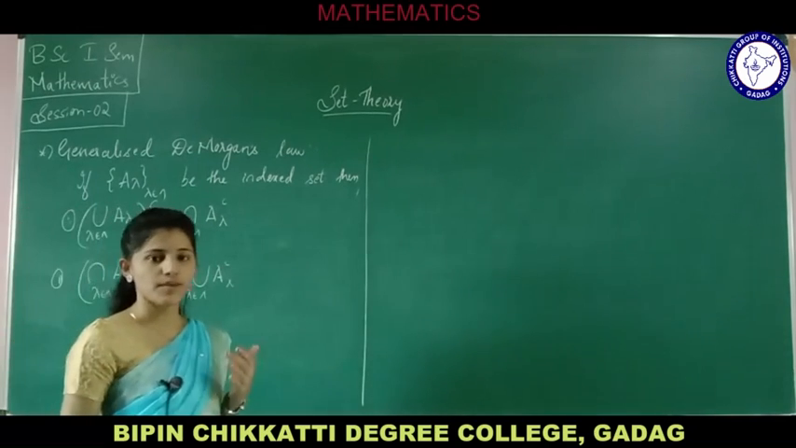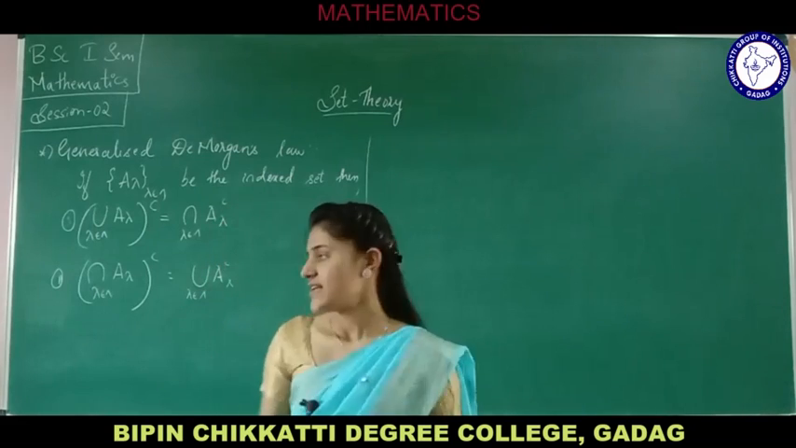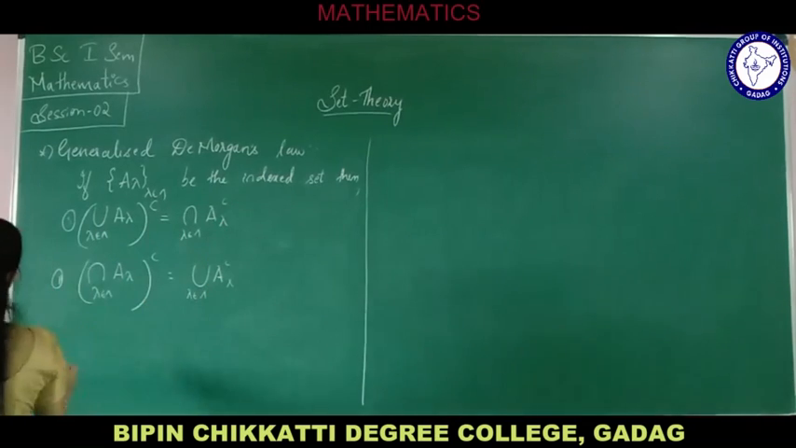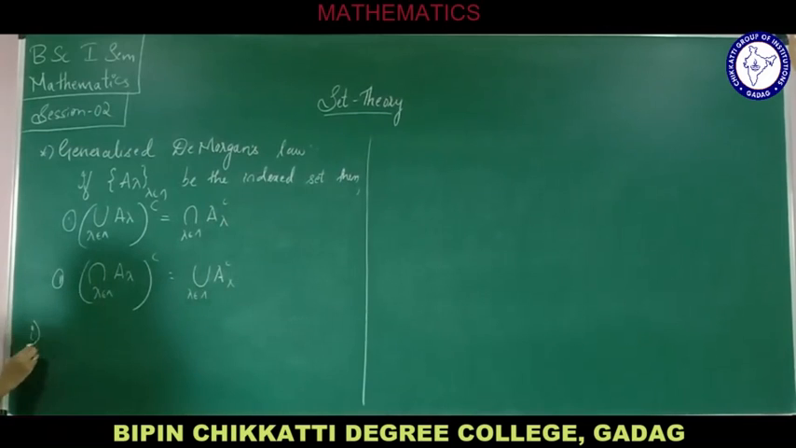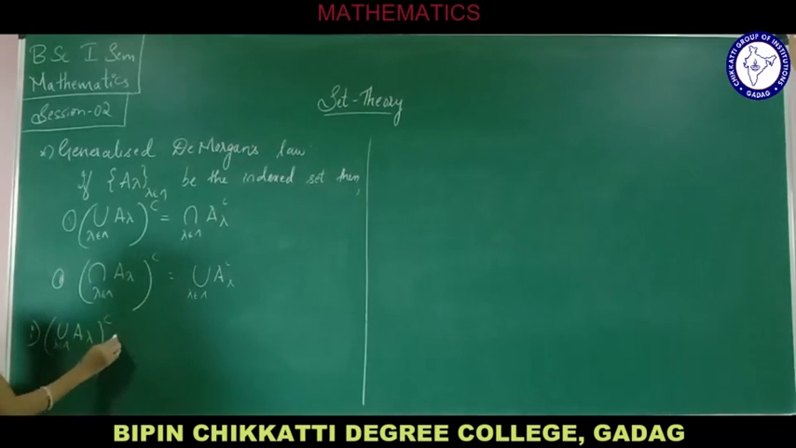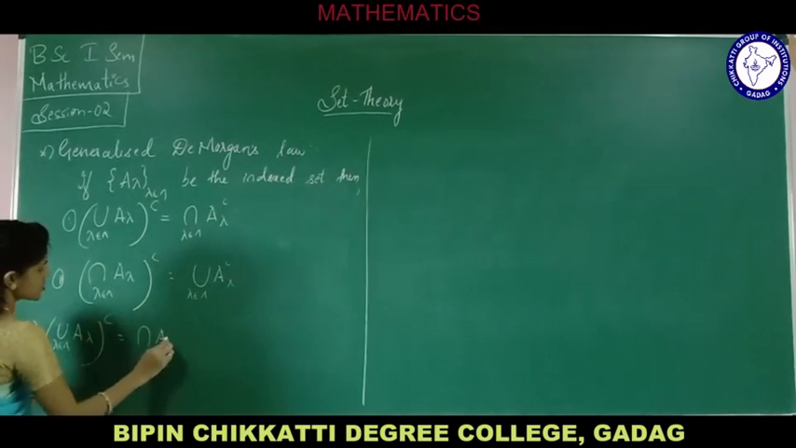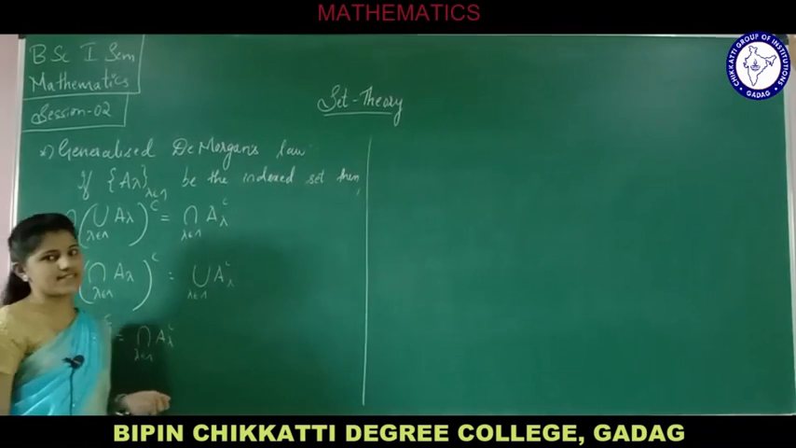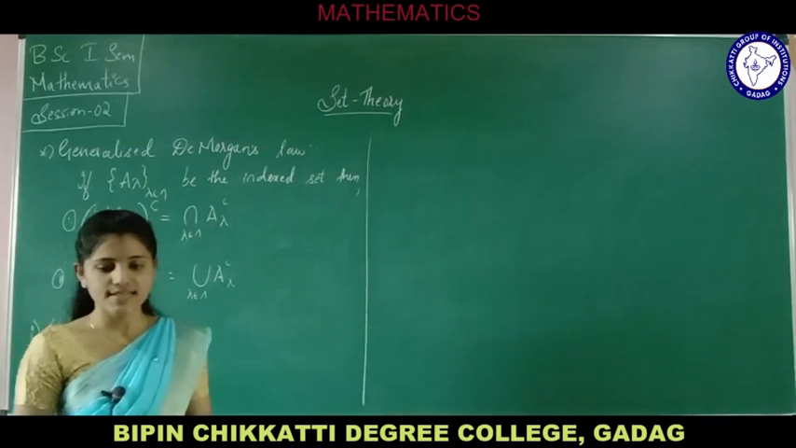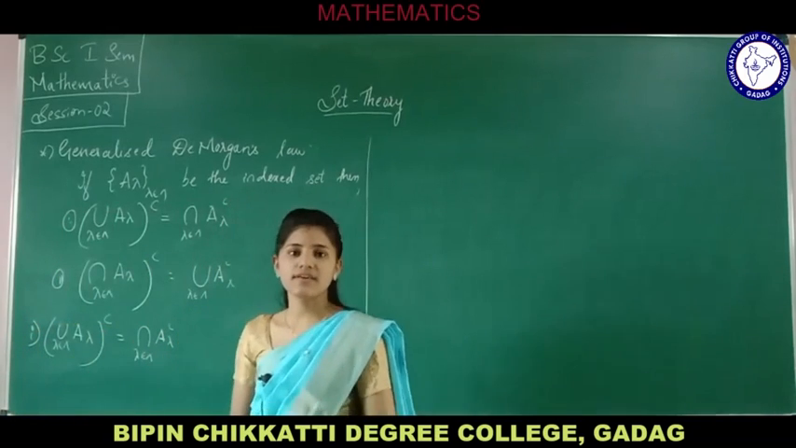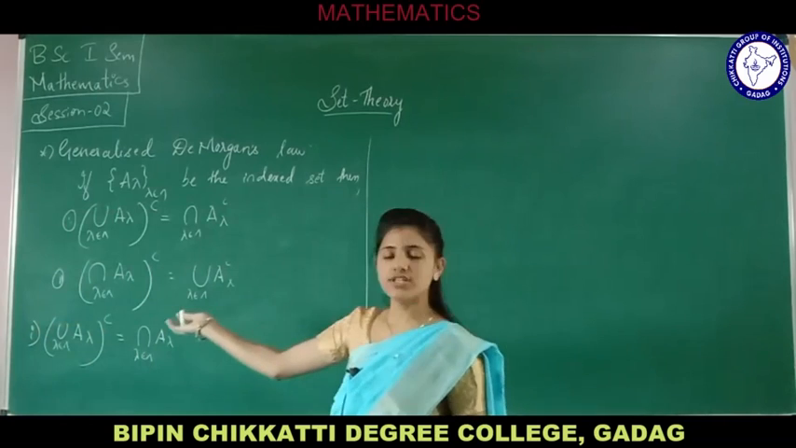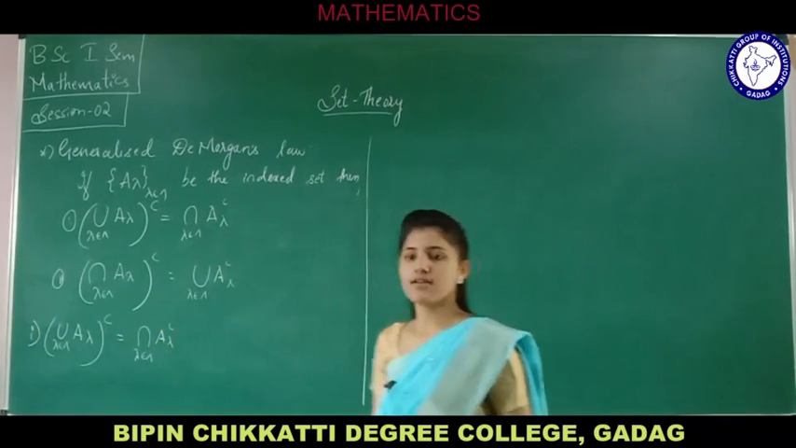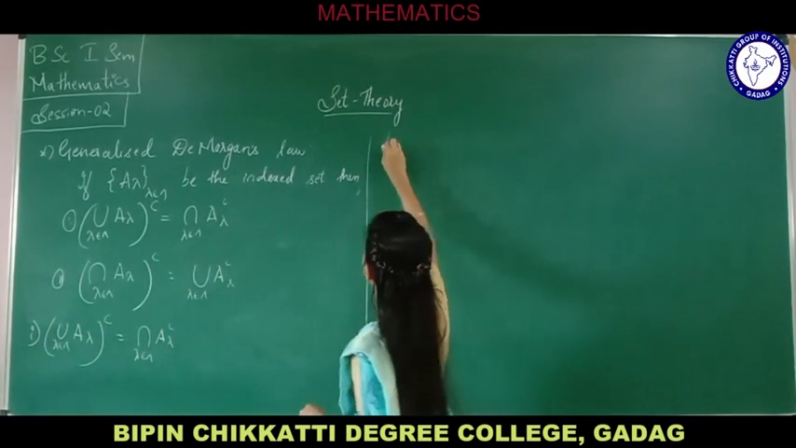Now what we will do is, one by one we shall prove these. Let us first consider the union of A lambda, lambda belongs to this indexed family, its complement is equal to intersection of A lambda complement, lambda belongs to the indexed set. So first let us consider that x be any element of the complement of union of A lambda. Let us first consider that.